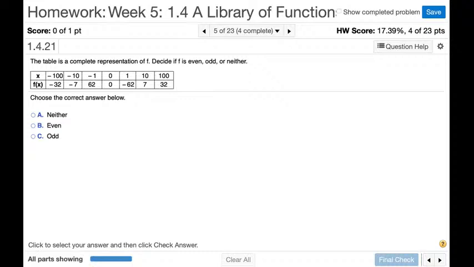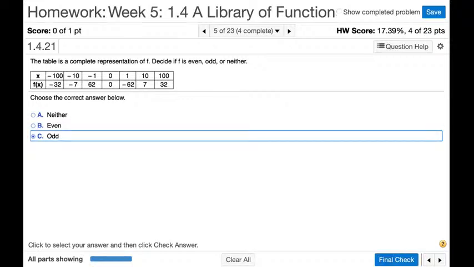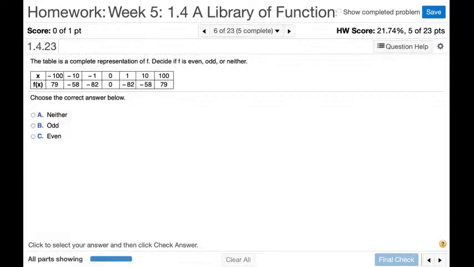Even, odd, or neither. So even means when we do f of negative x, we get back the original. Odd means when we do f of negative x, we get negative of the original, right? So let me see. Notice the x's changed and the y's changed. So that's indicative of it being odd. When they both change like that, that means it's odd. Let's see. The x is changed, but the y stayed the same. So that sounds like y-axis symmetry, which is even.